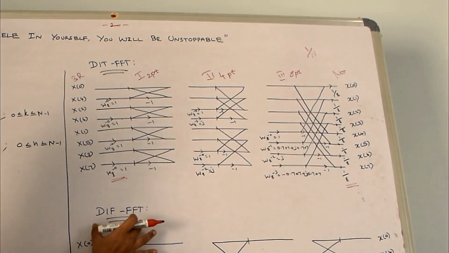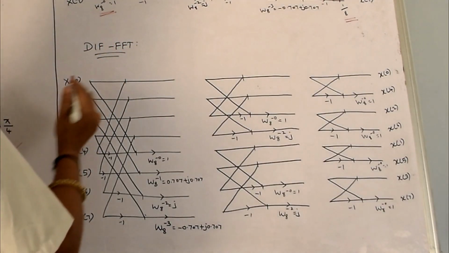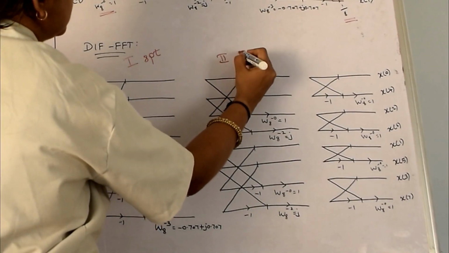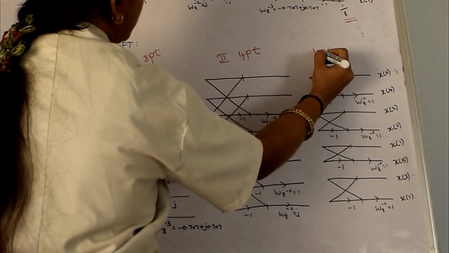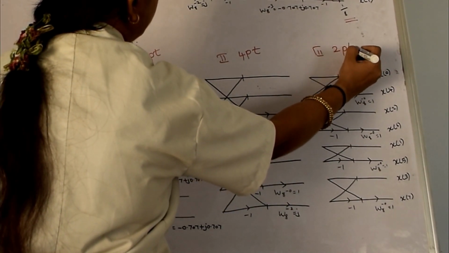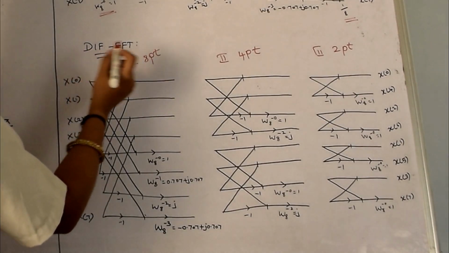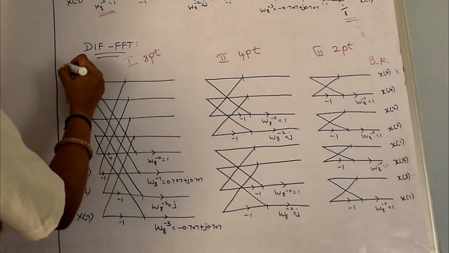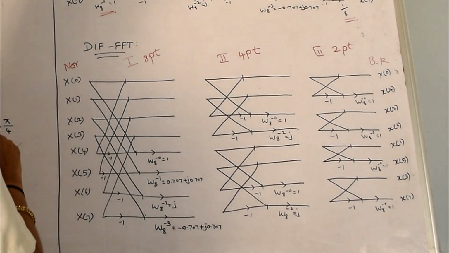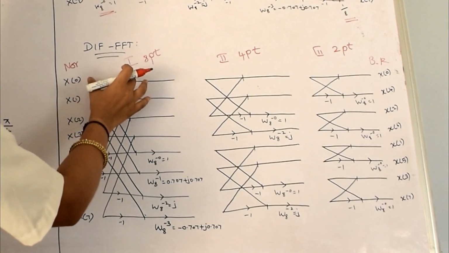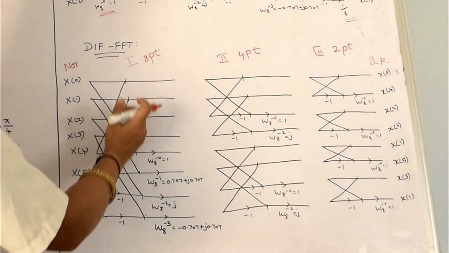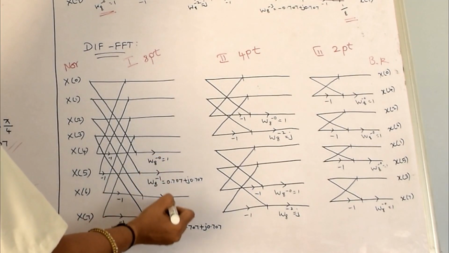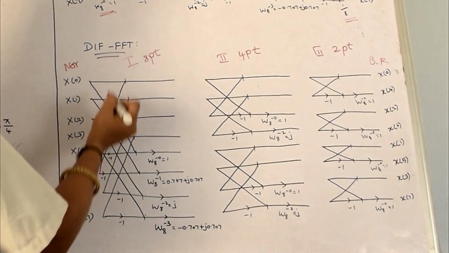Okay, that's it for DIT. Now the DIF FFT algorithm. Here in the first stage we have 8-point DFT, the second stage 4-point DFT and the third stage 2-point DFT. So the output side will have bit reversed order, and on the input side we have natural, normal order. In the first stage, we first have the butterfly structure followed by the multiplication in the DIF FFT algorithm.